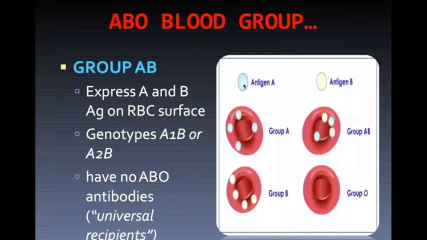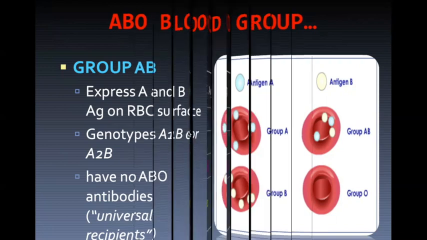Now, group AB expresses A and B antigens on the RBC surface. Genotypes A1B or A2B, however, have no ABO antibodies. So this can be the universal recipient. It cannot donate blood, so it is not a universal donor, but it can be a universal recipient. So it can receive different blood groups.